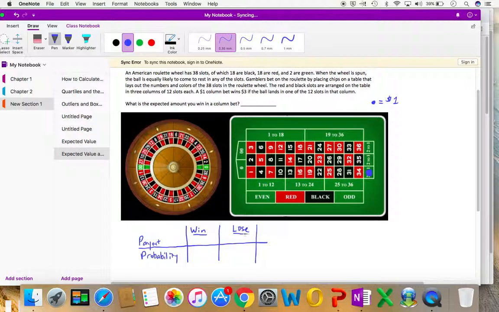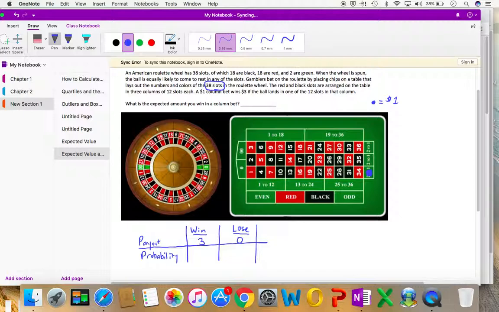So to win on a column bet, just like I said, we're going to win $3. So the payout is 3. If we lose, we get nothing, right? That makes sense. So what's the likelihood that I win in this case? Well, I just rattled off the numbers that would win. I just want to count up how many of those there are. And then here's the key. We have 38 slots in the roulette wheel.